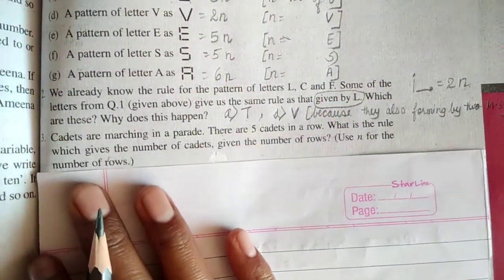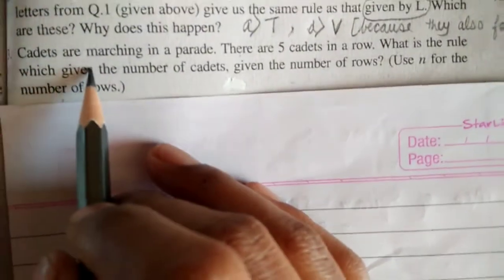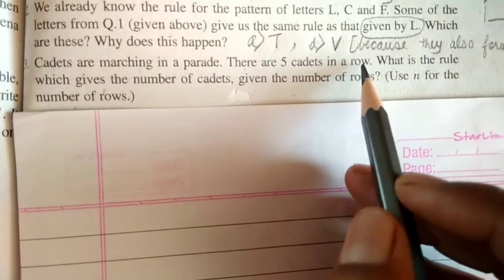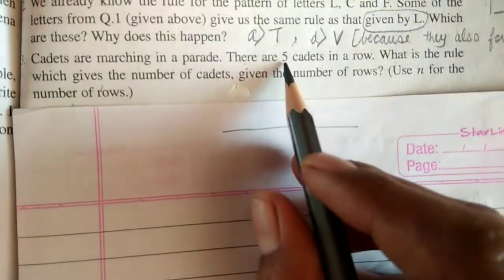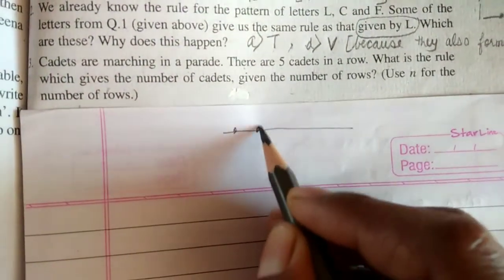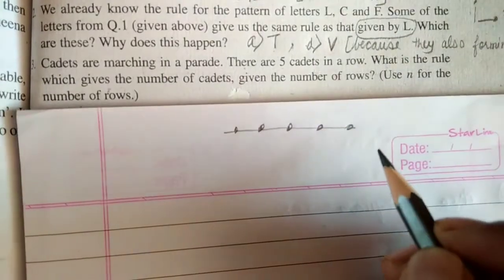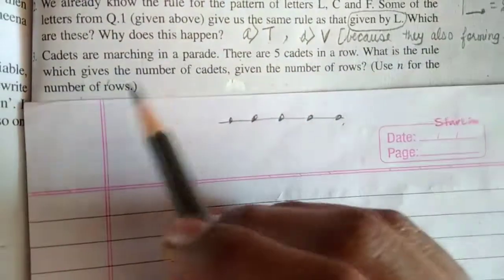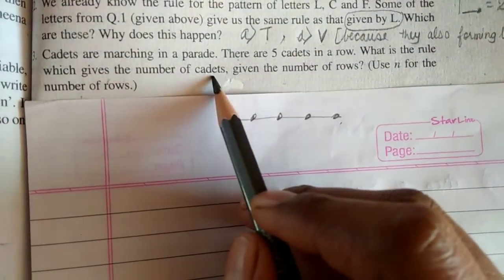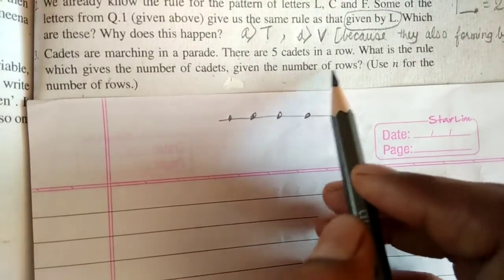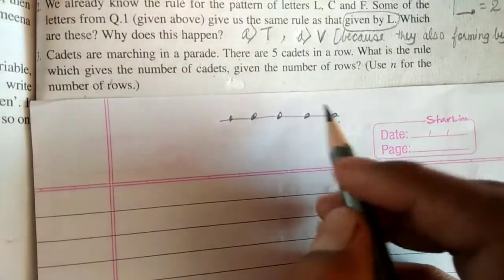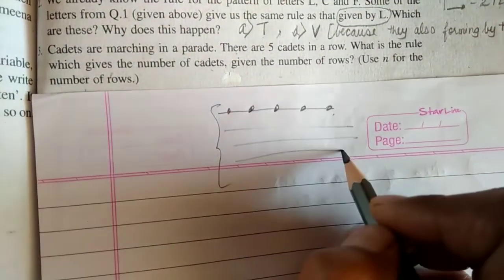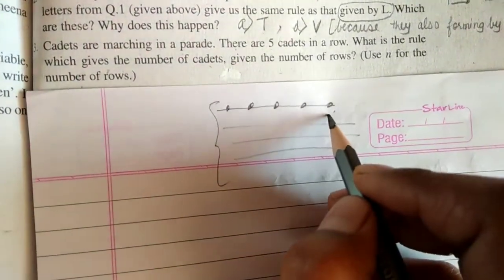Now the third one is: cadets are marching in a parade. There are 5 cadets in a row. So in a row, how many cadets are here? 1, 2, 3, 4, 5. 5 cadets are here in the first row. What is the rule which gives us the number of cadets given the number of rows? If we have the number of rows, how can we count the number of cadets?